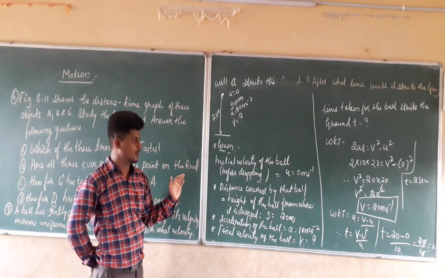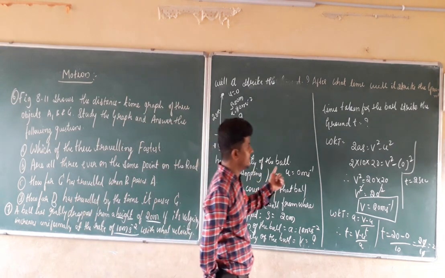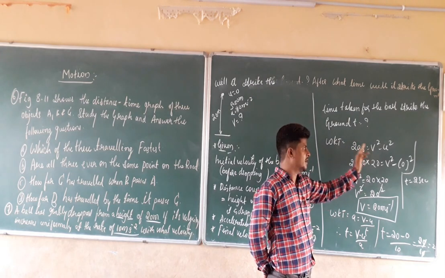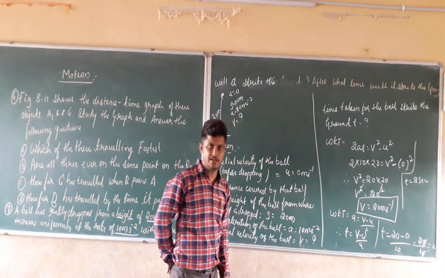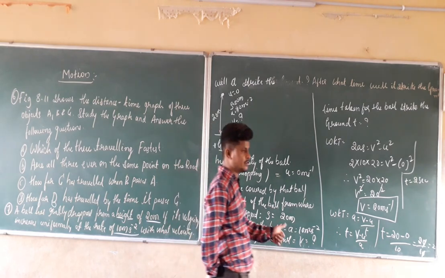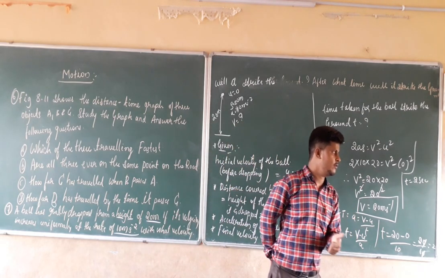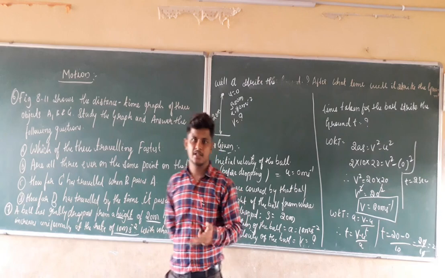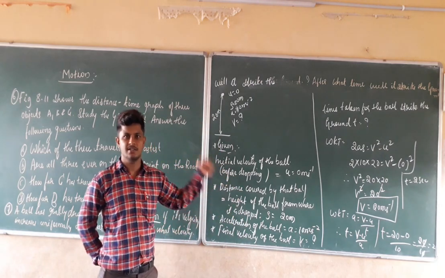I hope this is clear. To find the final velocity, we use the formula 2as equal to v square minus u square. In the same manner, to find the time taken, we use the formula a equal to v minus u divided by t. These are the two formulas, and these are the answers for the 7th question.